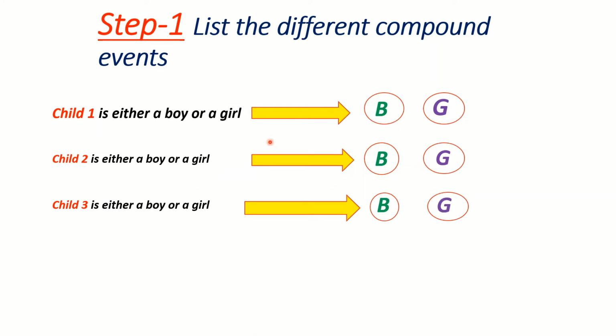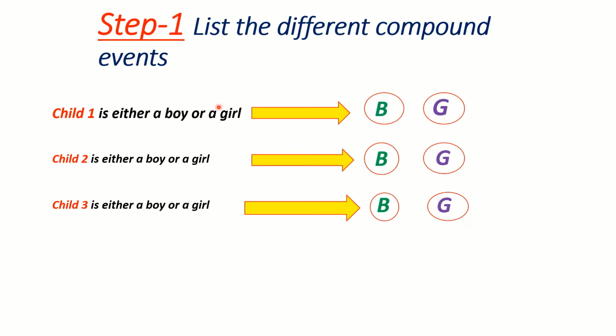Then look at this figure. Child 1 is either a boy or a girl. So there is an option for the first child to be a boy or a girl. The second is also a boy or a girl. The third can be a boy or a girl. This shows the compound event.